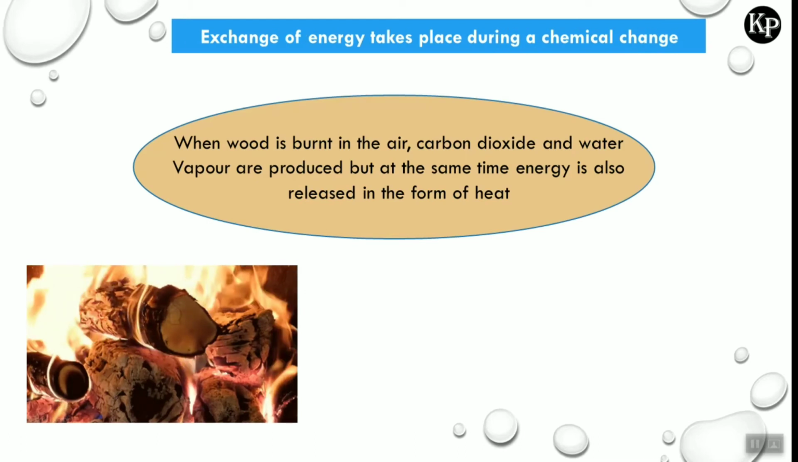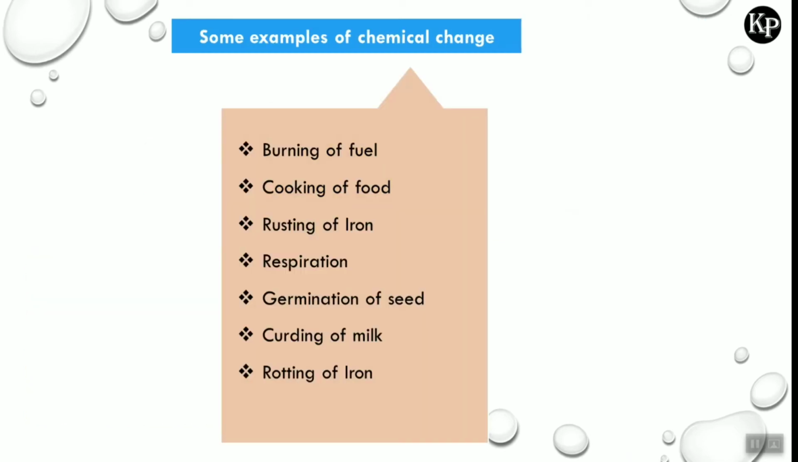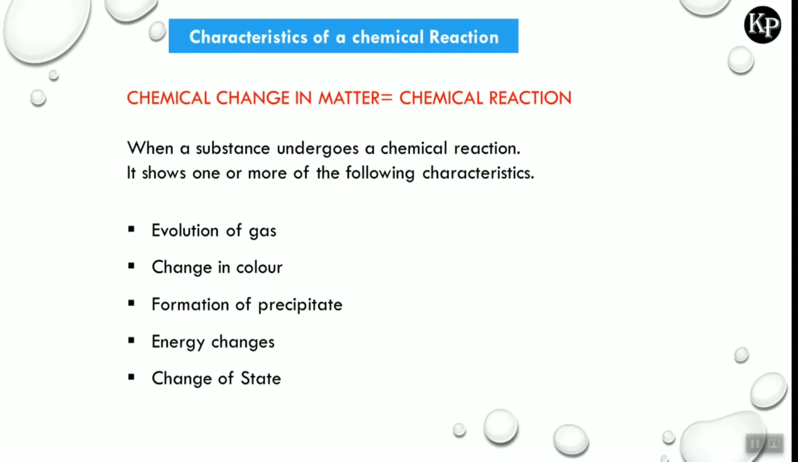Exchange of energy takes place during a chemical change. When wood is burnt in air, carbon dioxide and water vapors are produced. At the same time, energy is also released in the form of heat. Some examples of chemical change: burning of fuel, cooking of food, rusting of iron, respiration, germination of seed, curding of milk, rotting of food.